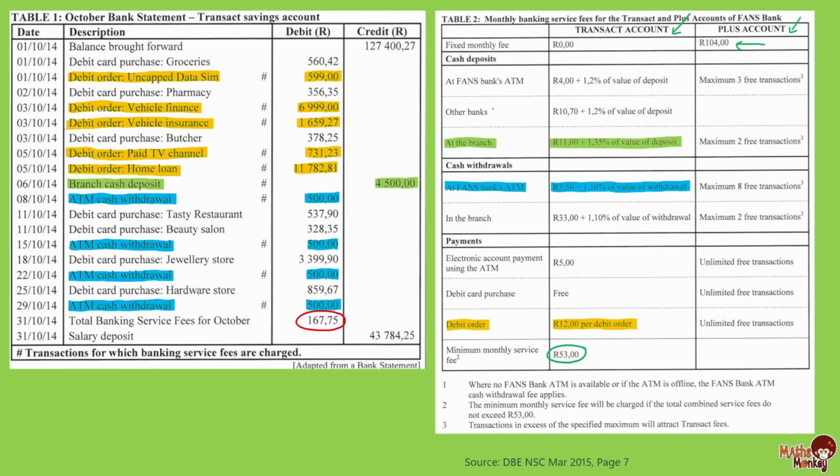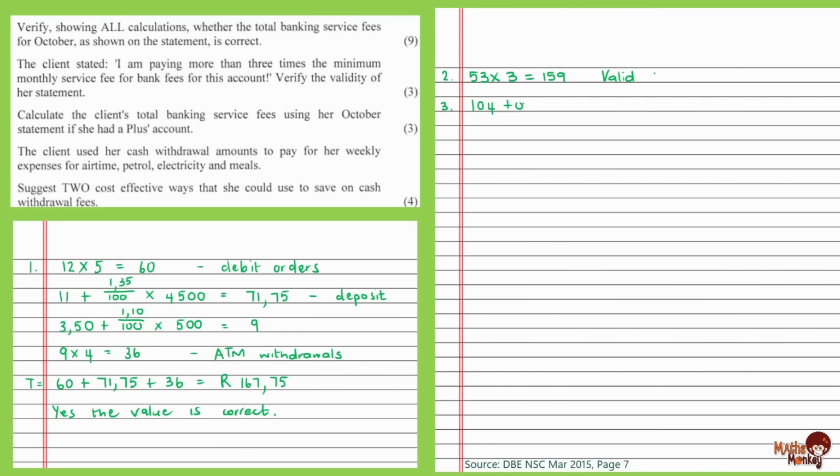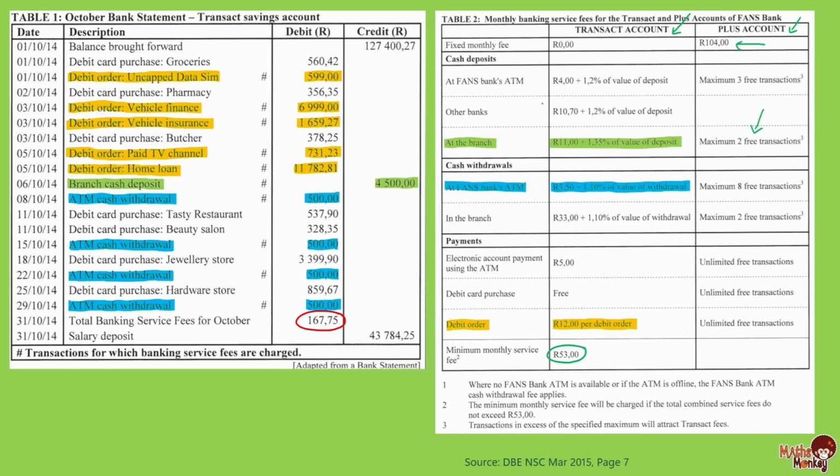Then we look at where it says at the branch. We now know that she made, how many? She made 1 cash deposit. And on the left here, it says maximum 2 free transactions. So for that transaction in green, she wasn't charged anything. Then we go again and we look at all of the blue values, where she's got 4 transactions of 500 Rand each. Again, it says that this bank allows you 8 transactions for free. And because she has 4 transactions, again, she doesn't get charged for this.